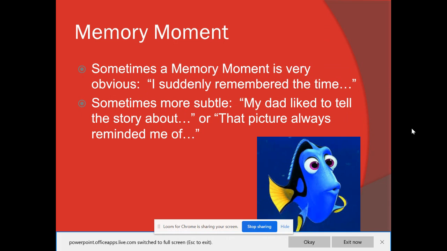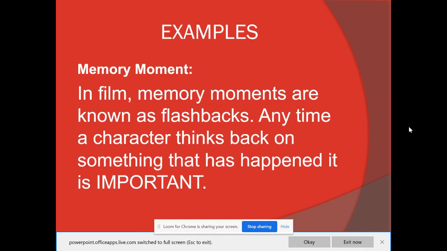In the Hunger Games, you have that whole first bit where Katniss discusses the falling of District 13, so that's setting up the premise for why the Hunger Games exist in the first place. That is telling you something very important, and then it's going forward to tell you how they're going to fight back. In film, memory moments are known as flashbacks. Any time that a character thinks back on something that has happened before, it is important. Anytime that happens, please stop and take a closer look at whatever it was, because it is important.